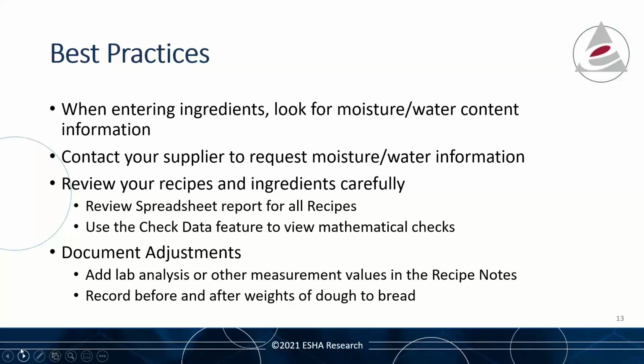Document any adjustments and the supporting information needed. So you can use the notes field in your recipe. You can attach documents to your files in Genesis, but you just want to make a clear record of any lab analysis or measured information that you have obtained, and have that as part of your adjustments documentation. So at this time, I'll turn it over to Brian to show you the features and the examples in Genesis.